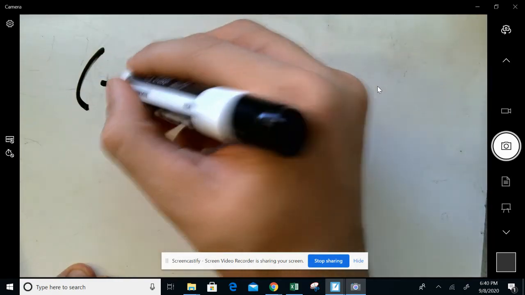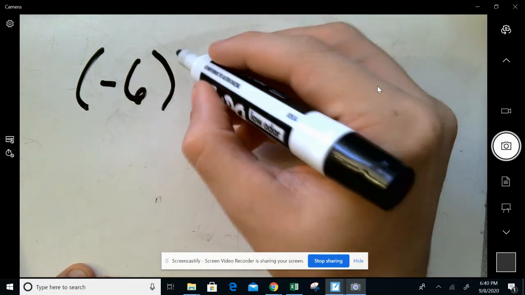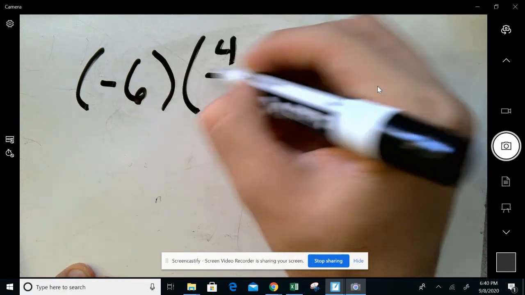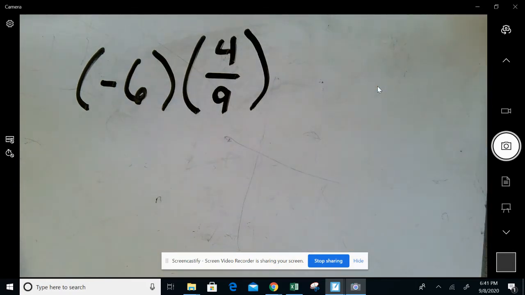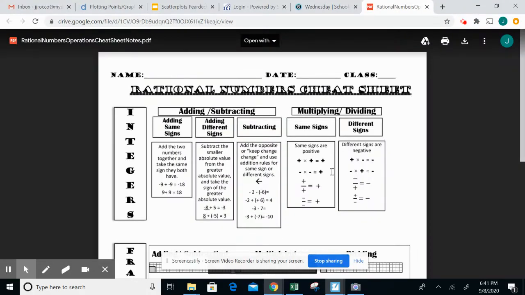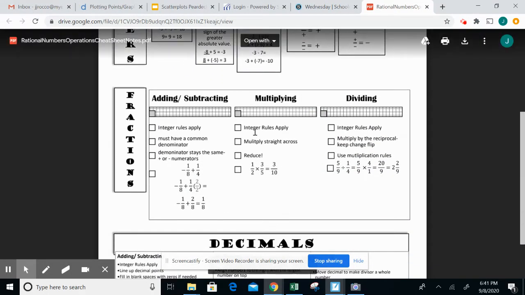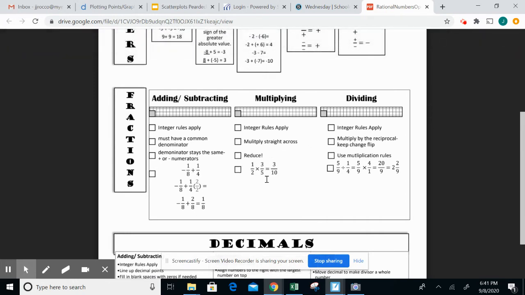All right, let's do the fraction one we did in class again to make sure. So this is all multiplication, by the way. Now, multiplication of a fraction or fractions. Integer rules apply. Multiply straight across. Reduce. Easy enough. Make sure they're both fractions. You multiply the tops, multiply the bottoms, reduce if you can.